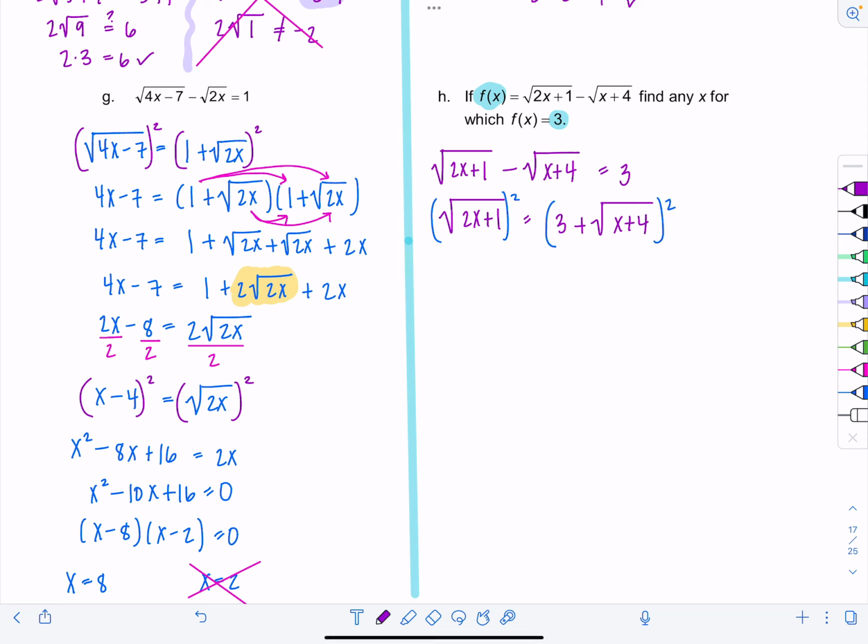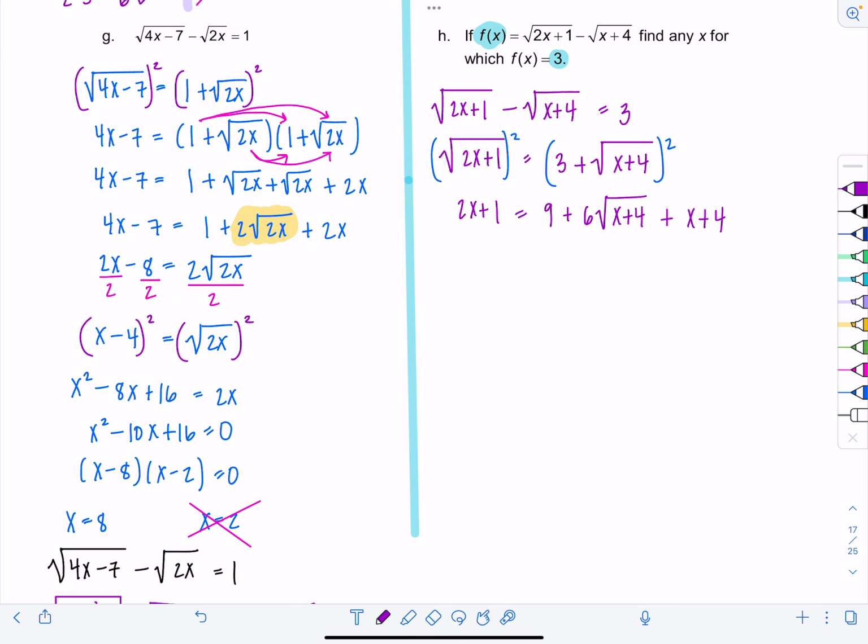So now on the left, we've got 2x plus 1. On the right, squaring 3 gives us 9. 3 times rad x plus 4 times 2 is 6 rad x plus 4. And then if I square rad x plus 4, I just get x plus 4. Yeah? Did you do this part okay? If not, check your work again. Maybe you need to write out this quantity twice in FOIL if you messed this up. That's okay. 2x plus 1 equals, let's combine our like terms.